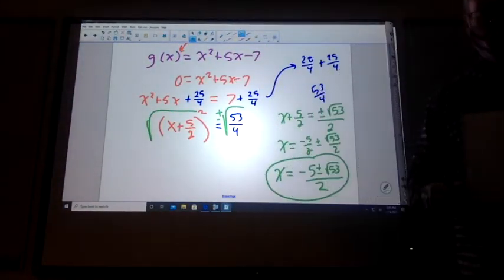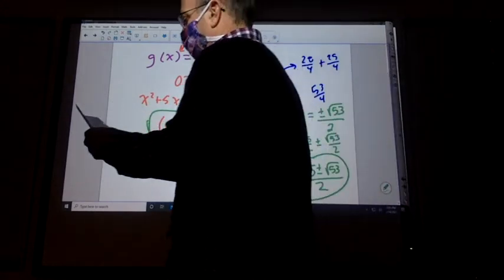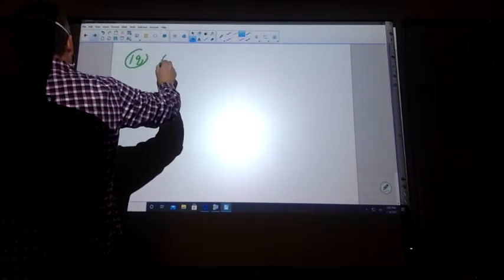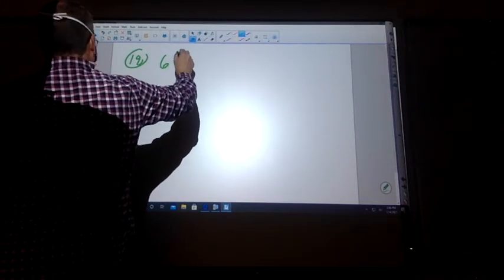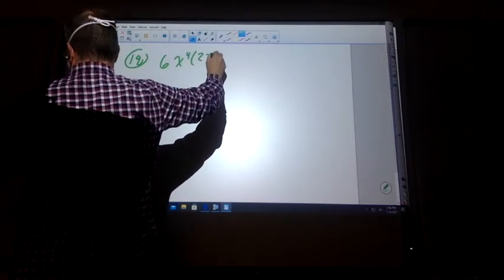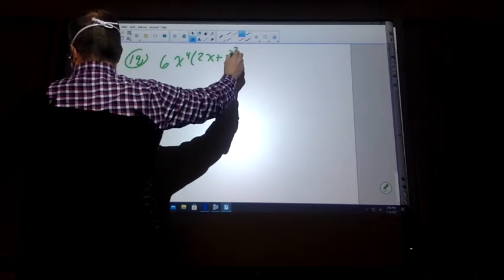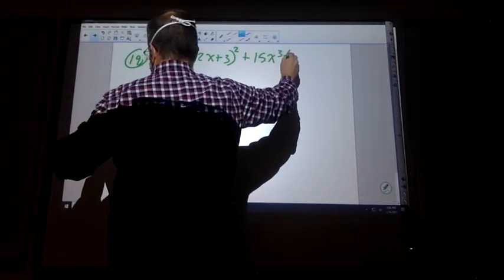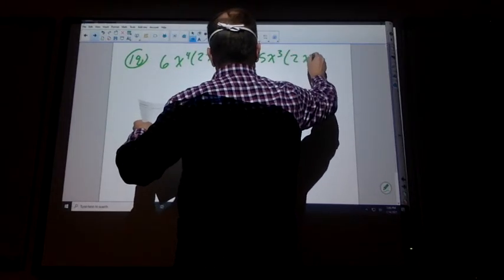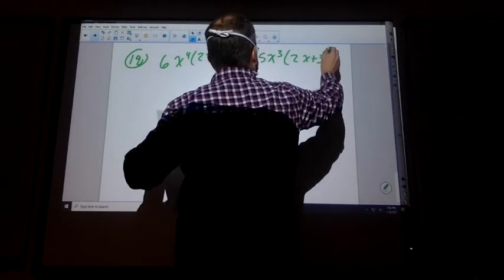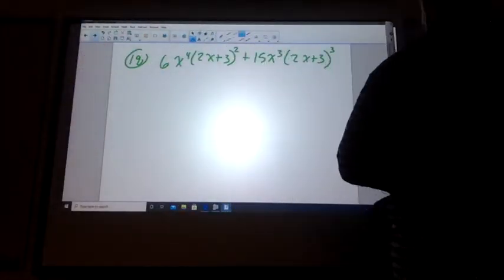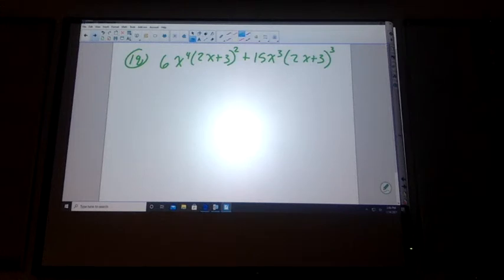Number 18 was asked to be next. So it's factor the following. Okay. Number 18, factor the following. So I got 6, x to the 4th, 2x. Ooh. This doesn't look friendly to me. This is a little concerning.